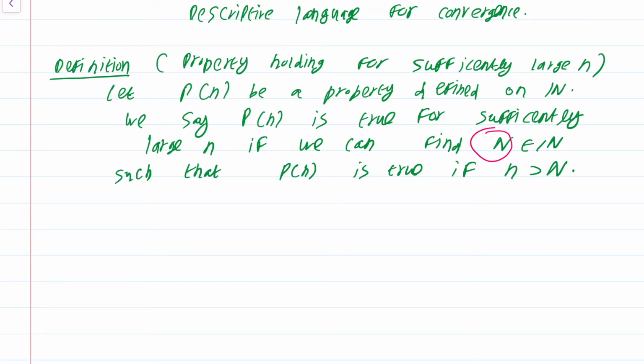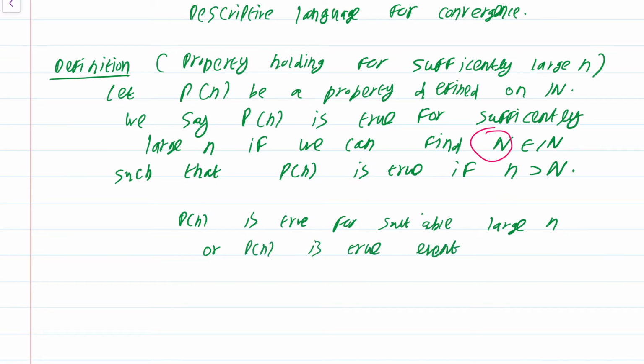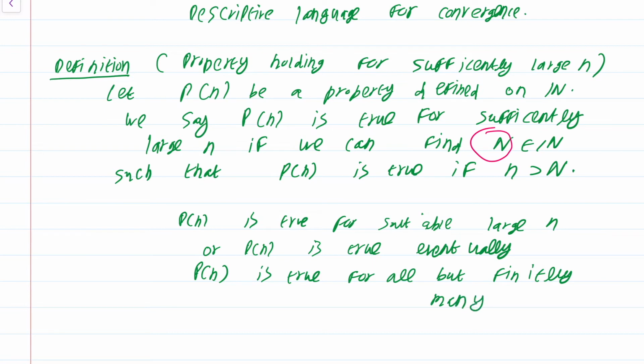So, we will usually say that P of n is true for sufficiently large n. We will also use certain synonyms just for variety to spice up life. We'll say P of n is true for suitably large n, or P of n is true eventually, or even a fancier one which is also the same but it's useful in many other contexts as well. P of n is true for all but finitely many n. These are various versions, various phrases that we shall use to describe the same thing.